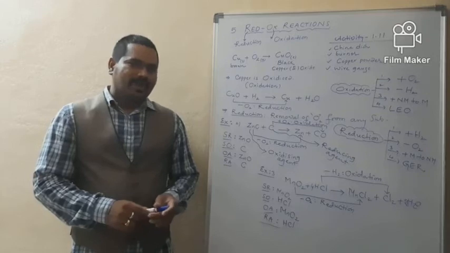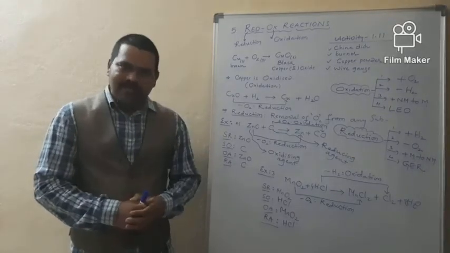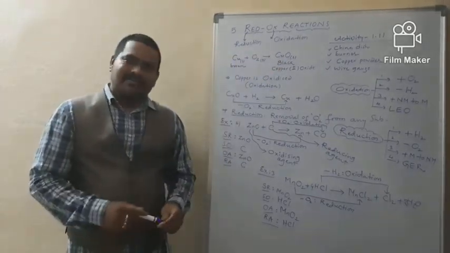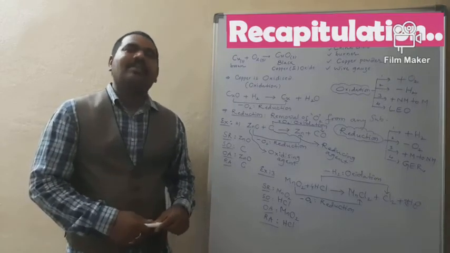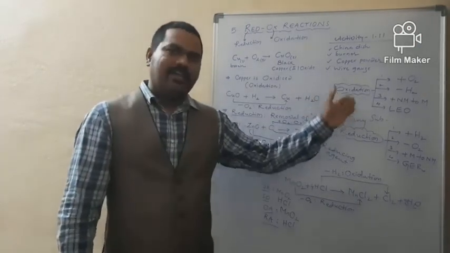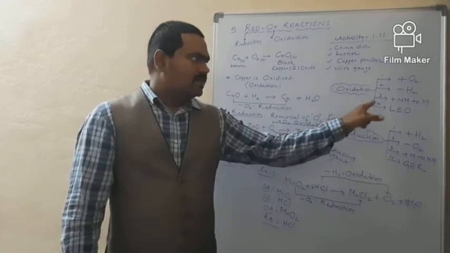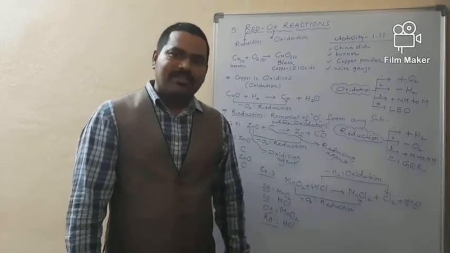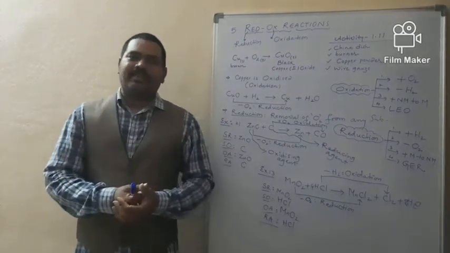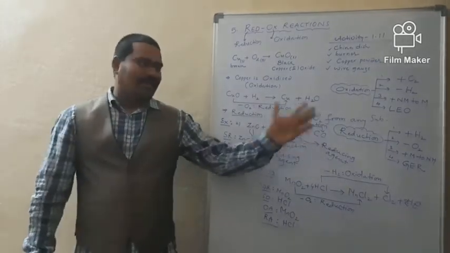Before ending this topic on redox reactions, let me give a 1 minute recapitulation. Please try to follow. Oxidation and reduction occurring simultaneously, those reactions are called redox reactions. Now, what is meant by oxidation? There are plenty of definitions. Addition of oxygen, removal of hydrogen, addition of non-metal to metal, or loss of electrons is called oxidation. What is reduction? Addition of hydrogen, removal of oxygen, addition of metal to non-metal, and gain of electrons is called reduction.